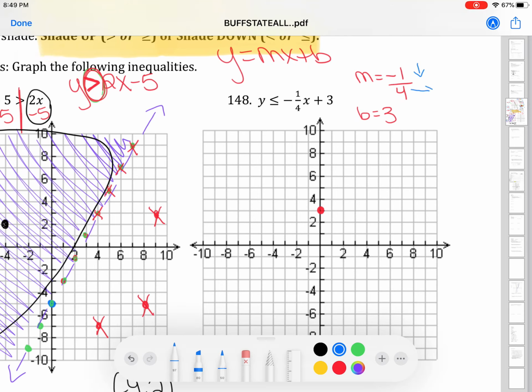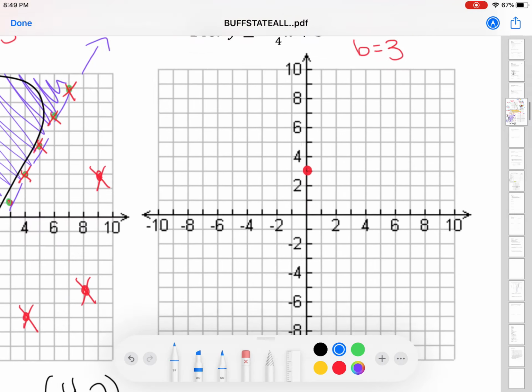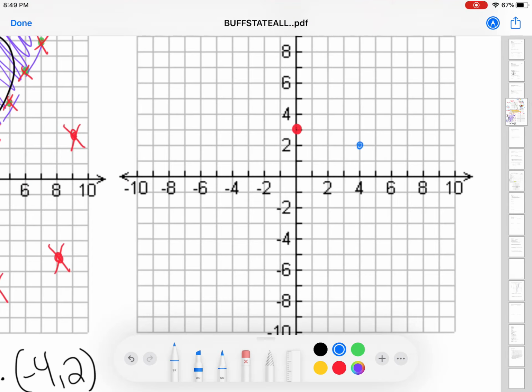Okay, the slope of -1/4 means I'm going to go down 1, and then we always run right because that's the +4 on the bottom. So down 1, right 4, down 1, right 4, down 1, right 4. Go for it. Remember, don't connect it right away.